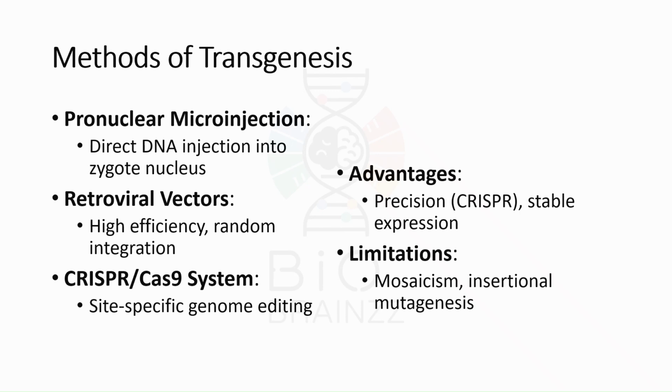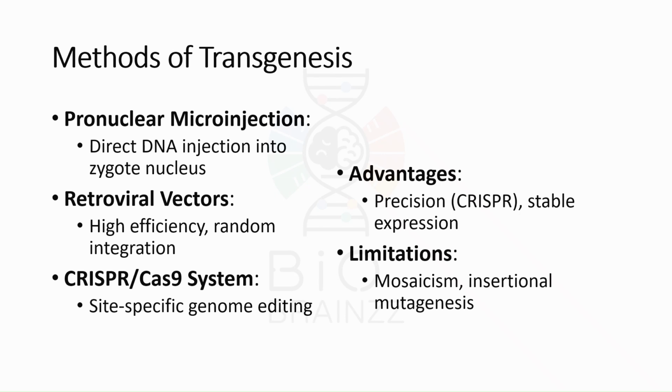There are different methods to introduce genes into animals. In pronucleus microinjection, DNA is directly inserted into the nucleus of a fertilized egg. Retroviral vectors are also used, with the DNA inserting randomly.